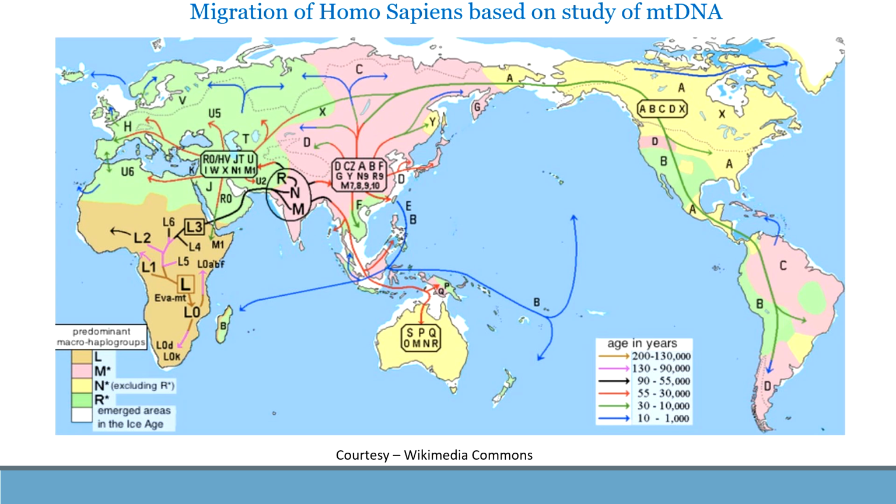This figure, courtesy Wikimedia Commons, shows the migration of Homo sapiens, based on a study of mtDNA. Study of Y-DNA haplogroups yields a similar picture. A group of Homo sapiens migrated out of Africa about 60,000 years ago and populated the rest of the world. When the Neanderthals and the Denisovans became extinct, sapiens were the only species left on Earth. However, humans today have a small amount of Neanderthal and Denisovan genes in them due to interbreeding.